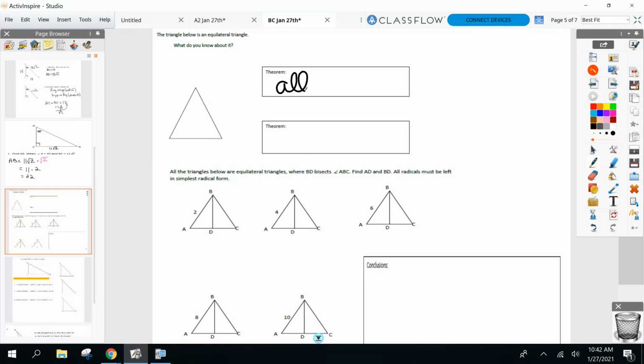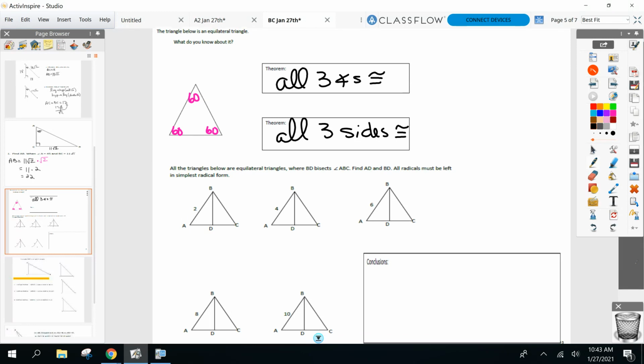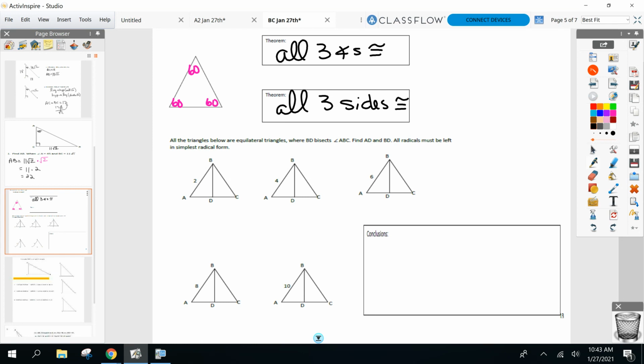All 3 angles congruent. And Gideon went that extra step and said, because they're all congruent, that means they're all 60 degrees. Yes. And what else? I thought somebody was going to say this one first. All sides congruent? All 3 sides are congruent. Yes, that's what it means to be equilateral. Perfect. Remember those facts as we go to our first diagram here.